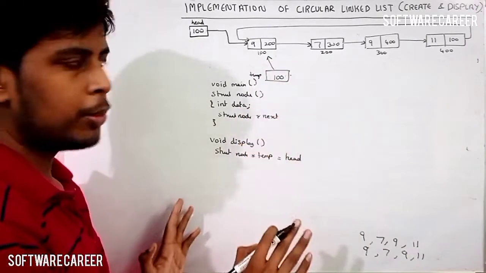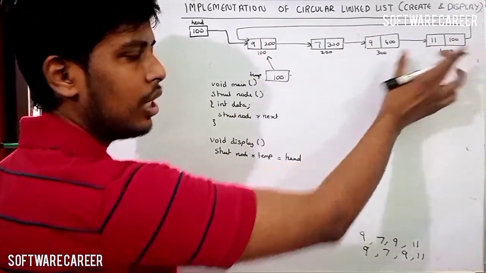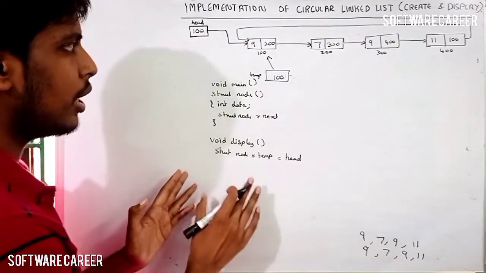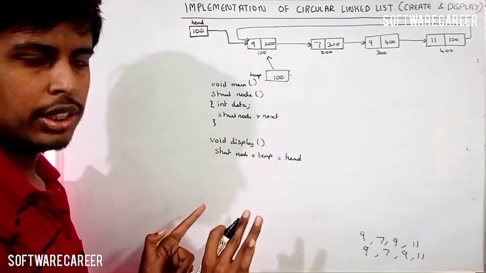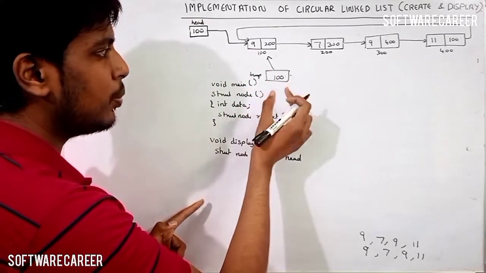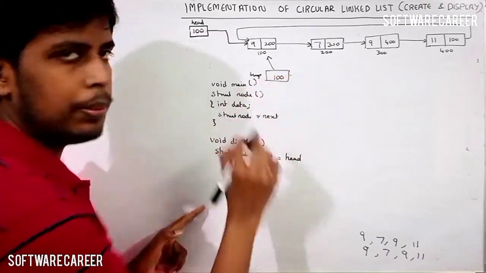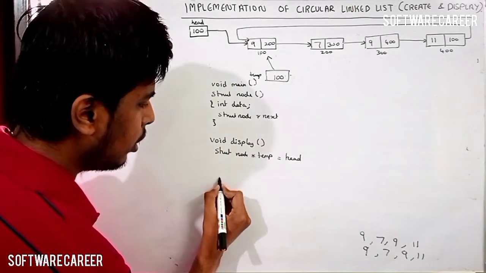Now you should stop. You should not print this 9 again, because this is a circular linked list and this is only the last node. So how do we write this? See, I have created a temp which is pointing to the first node initially. The first step was to print the data present at this temp address, that is 9 at the start.